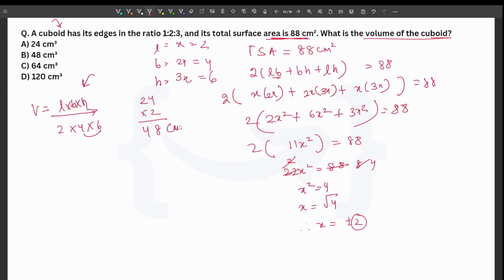48 centimeter cube. Everything is in centimeters, so centimeter multiplied thrice, you will get 48 as the right option of this particular question. I hope you are able to get me at this particular time.